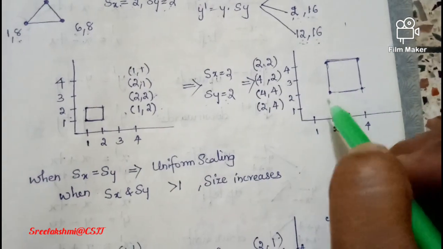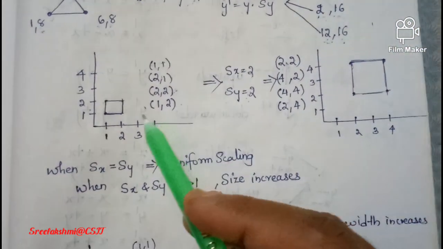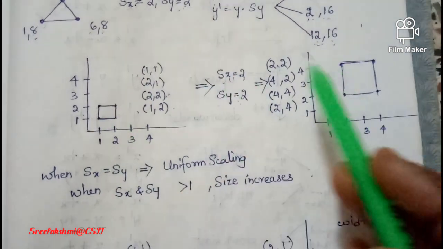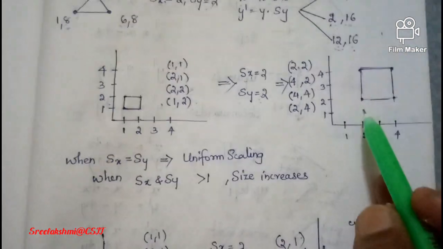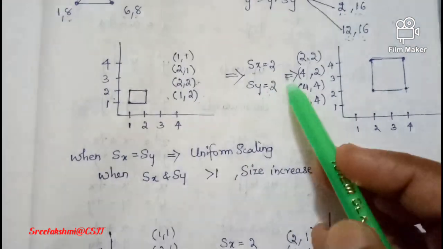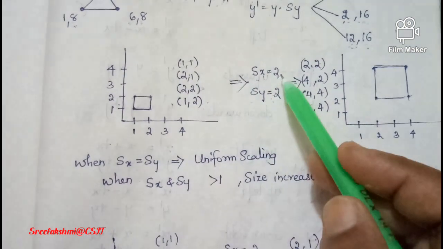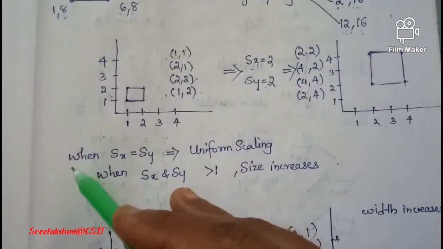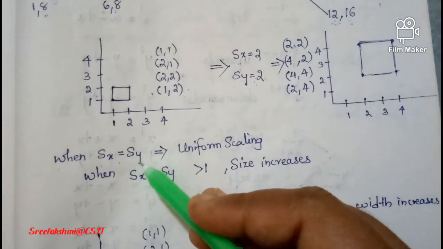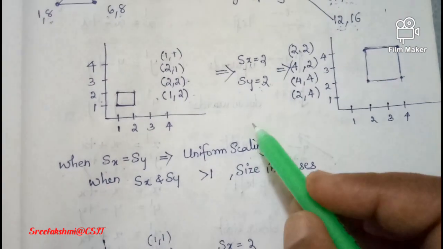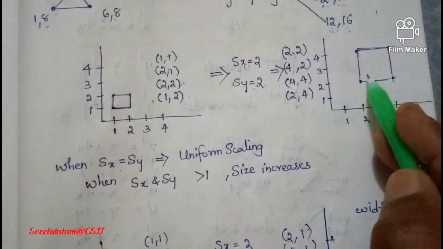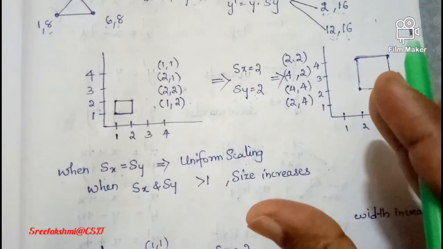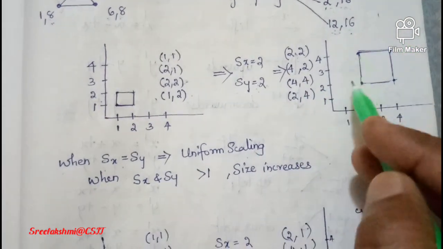When all these points are plotted, what change do I observe? This was a small square. After scaling, the square size enlarged. That means the size of the square increased. One more thing. When Sx and Sy both have the same value, when Sx is equal to Sy, it is called uniform scaling. That means we are enlarging in both directions, horizontal and vertical. Equal increase in size is occurring in both directions.